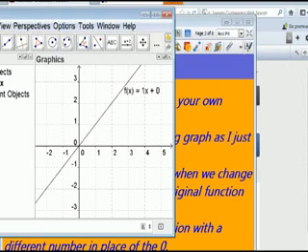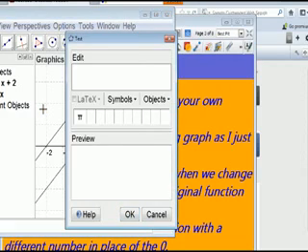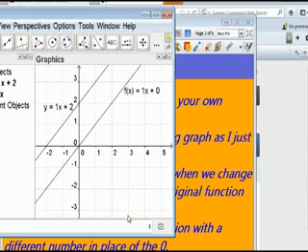When you graph multiple lines on GeoGebra, you must use y equals instead of f of x equals. So let's put in y equals 1x plus 2. And let's see what happens. Enter. Let's label that. Y equals 1x plus 2, and let's put one down here.